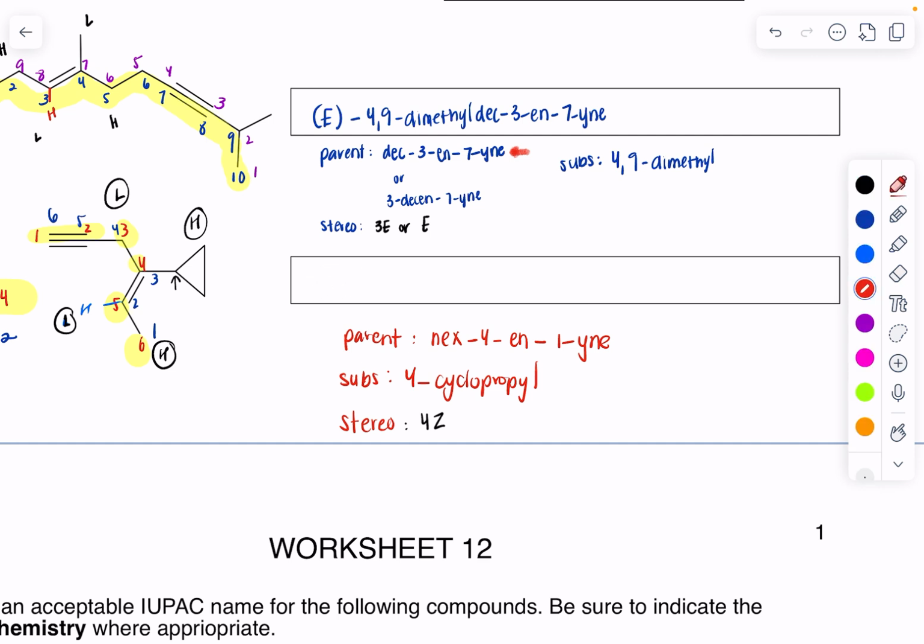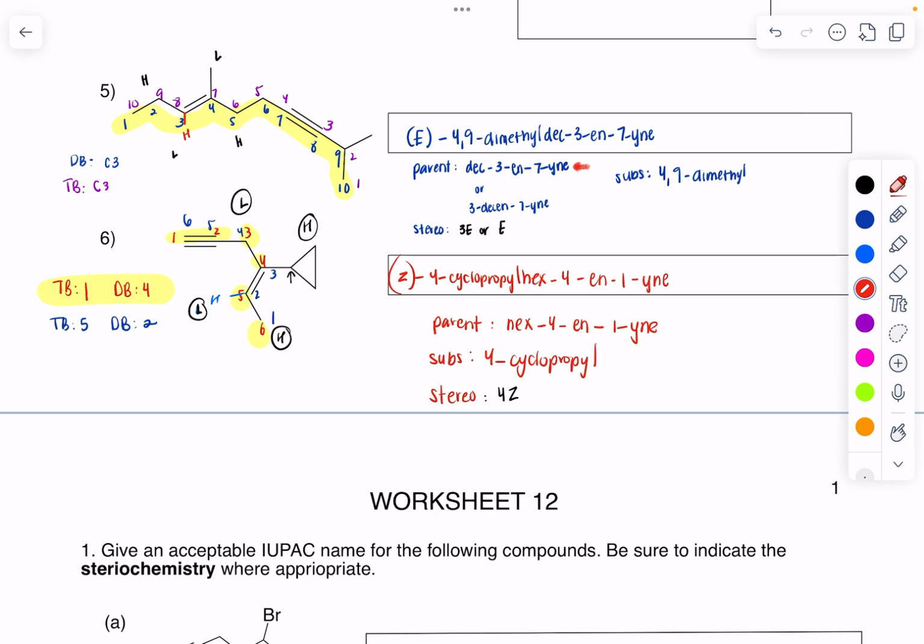Change the color back. And then you have 4-cyclopropyl hex-4-ene-1-yne. And that would be your final answer. And then you would be done.